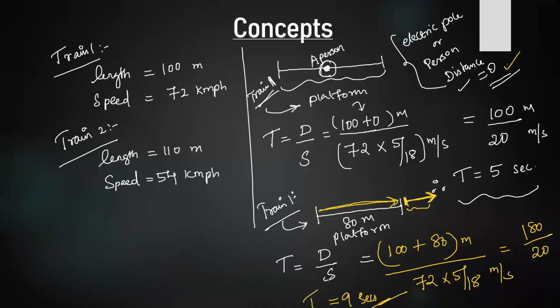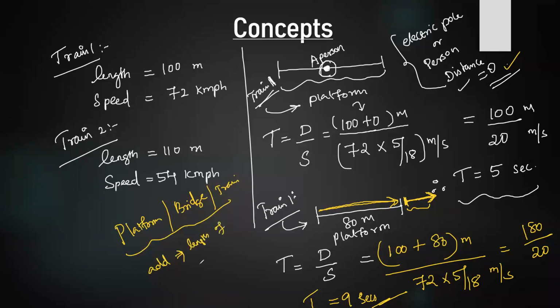100 plus 80. The total distance we need is 180 meter, but the speed is the same for the train, right? 5 by 18 into meter per second. So we will get 180 by 20. So it will take 9 seconds to cross a platform. Is it clear? Okay. Clear or not?